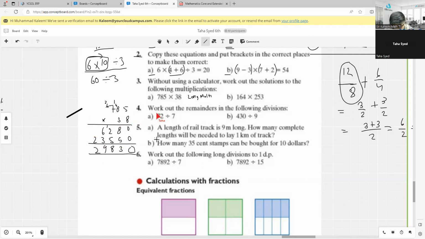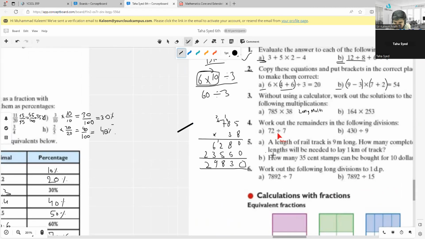Next one. Question number 4. Work out the remainder in the following divisions. Remainder means you just have to find the remainder. You don't have to go in decimal. You just have to find the remainder.